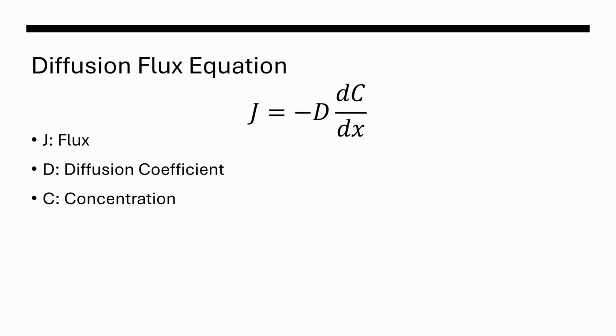The diffusion flux equation is an equation that describes the flux of diffusion across a certain cross-sectional area based off of the change in concentration. So we have our J is flux, our D is the diffusion coefficient, and the C is the concentration. So J equals negative D times the derivative of C.